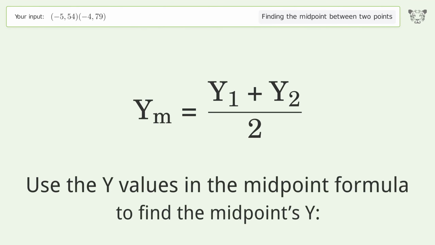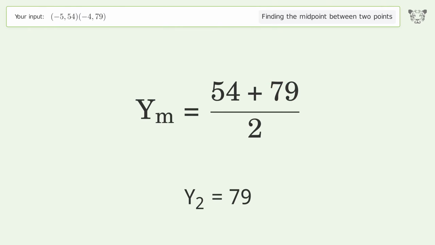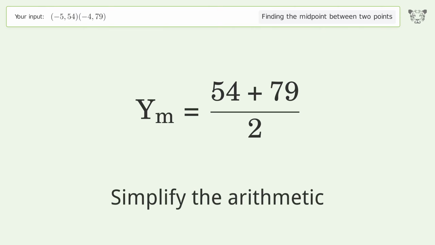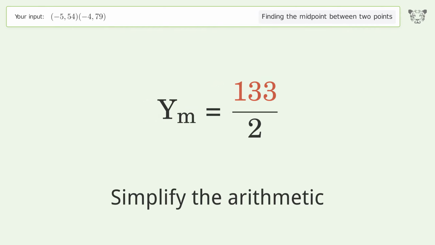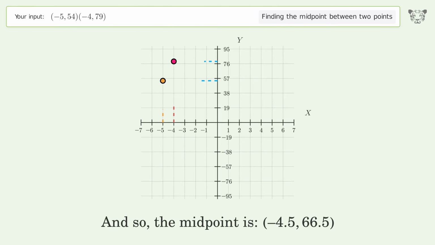Use the y values in the midpoint formula to find the midpoint's y. y1 equals 54. y2 equals 79. Simplify the arithmetic. And so, the midpoint is negative 4.5, 66.5.